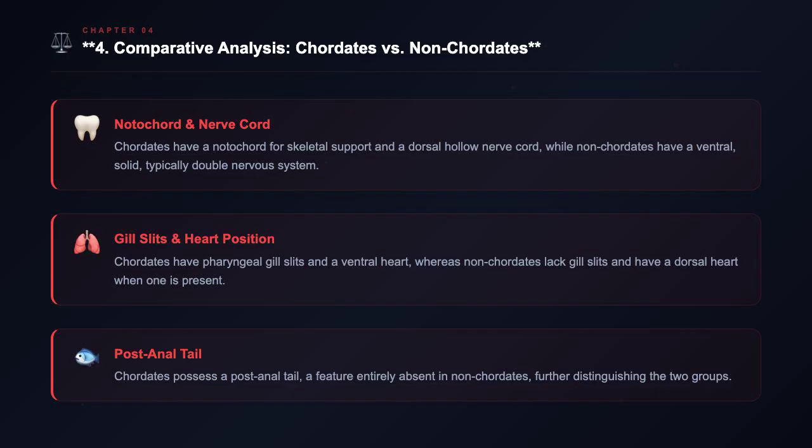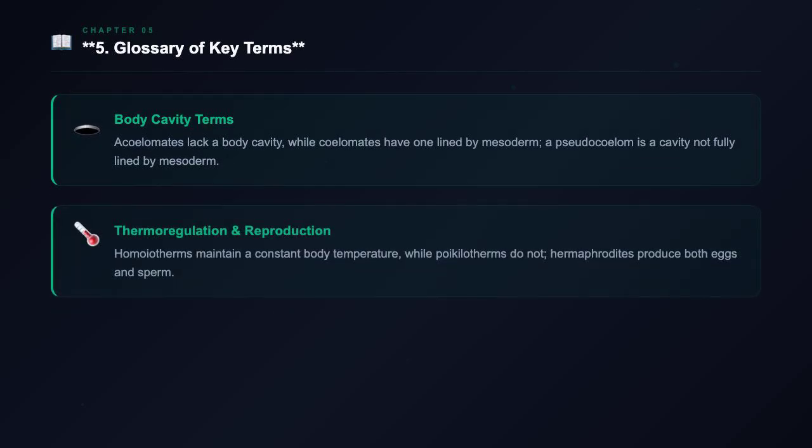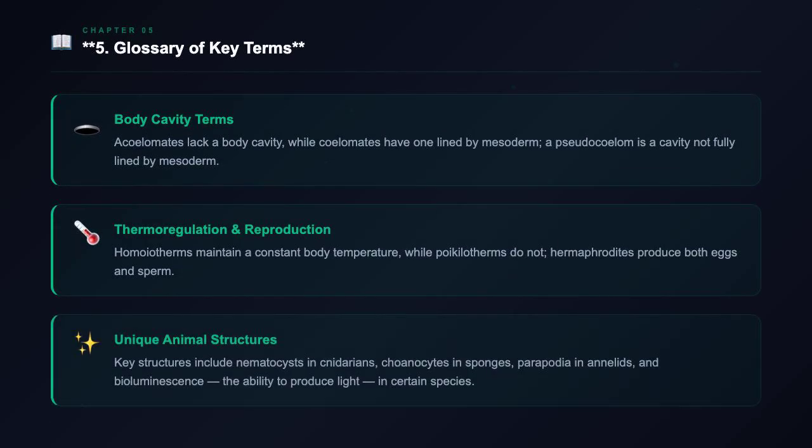Chordates have a ventral heart, while non-chordates have a dorsal heart when present. Chordates also have a postanal tail, which non-chordates do not. These features distinguish chordates from non-chordates. An acoelomate lacks a body cavity between its body wall and gut. A coelom is a body cavity lined by mesoderm, and a pseudocoelom is not.